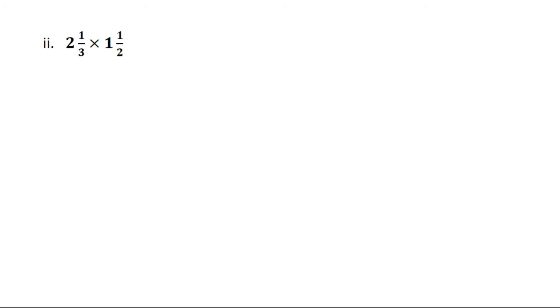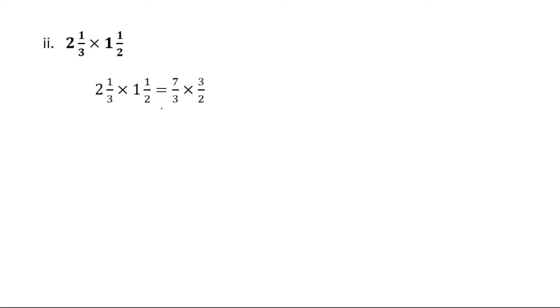You can see from here that we have mixed numbers or mixed fractions. So the first thing we have to do is to convert them to improper fractions. So we convert 2 whole number 1 over 3 to an improper fraction. So we have 2 times 3, which is 6, plus 1, which is 7. So 7 over 3. When you come here, we have 2 times 1, which is 2, plus 1, which is 3. So we are going to have 3 over 2.